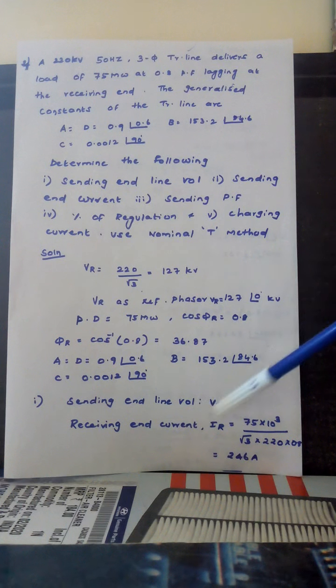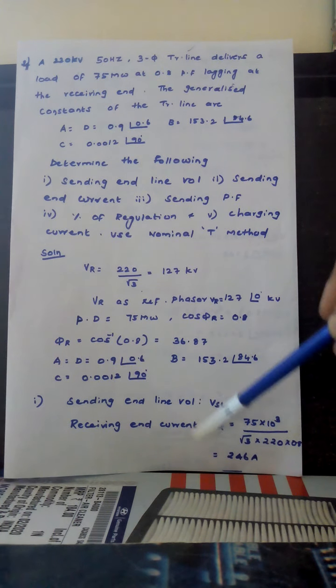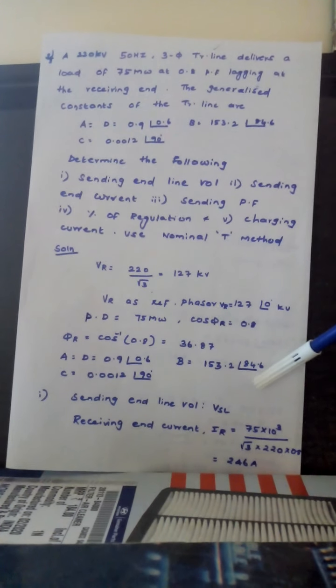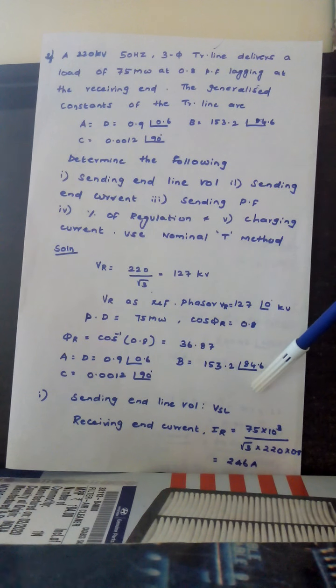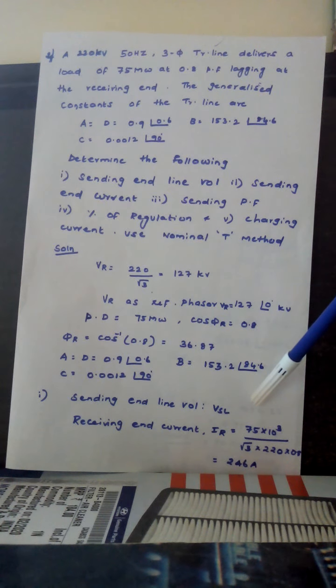So we have to find out your sending end line voltage. First thing we are finding out the receiving end current. So IR equal to the power divided by root 3 VR cos phi r. So from this we are finding out your IR. Power they given is 75 megawatt, so 75 into 10 to the power of 6 divided by root 3 into 220 kV. If you are converting, 10 to the power of 3 will come, so this 6 and 3 will get cancelled. So we'll get 75 into 10 to the power 3 divided by root 3 into 220 into 0.8. So we are getting it as 246 amps.